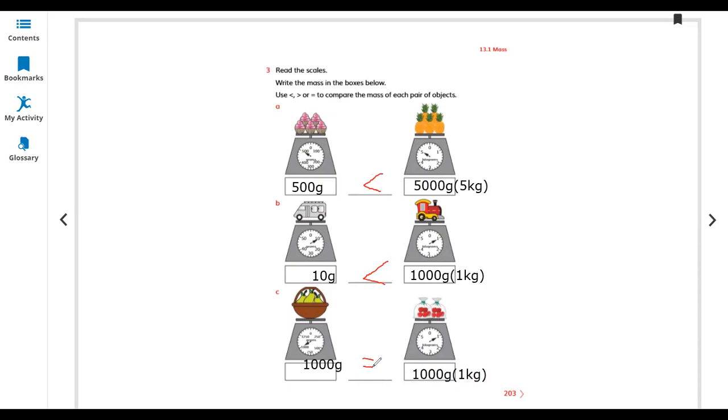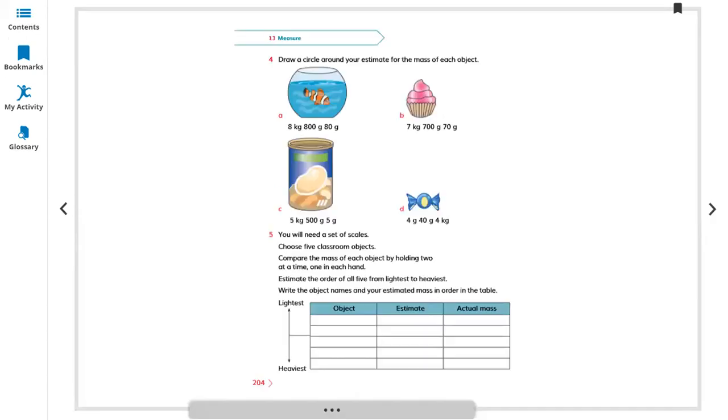So like this, we can make easy if we have both sides the number in gram, or the mass in gram. So we can easily find less than, greater than, or equal to symbol. Let's move to 204, the next page. Draw a circle around your estimate for the mass of each object.